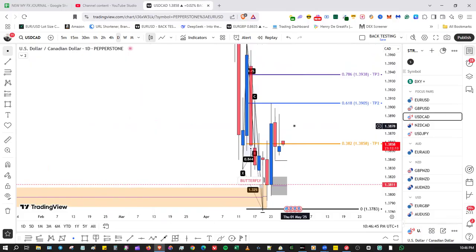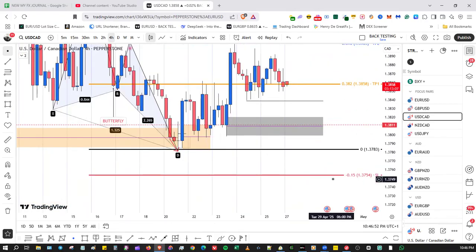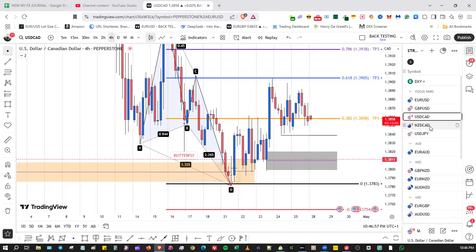So it's a very solid buy. So until we take out this 1.3754, look out for buy opportunity.